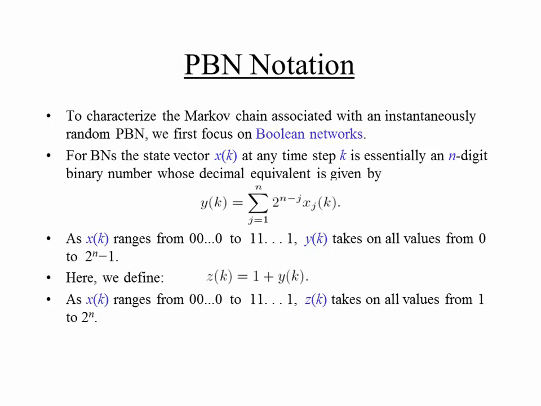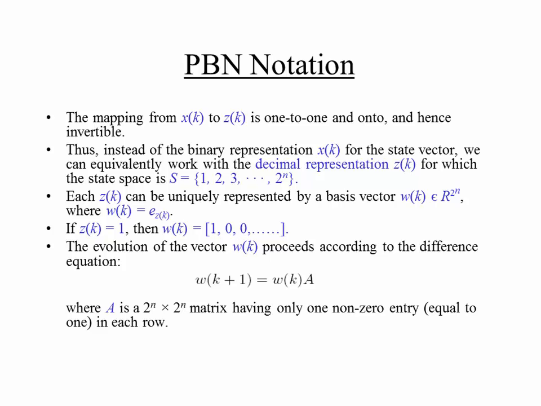Let's define a new variable zk to be 1 plus this yk that you have calculated. That means that as xk ranges over all these possible gene activity profiles, or patterns, zk will take on values from 1 to 2 to the power of n. So there are 2 to the power of n states. Now the mapping from xk to zk, from this binary to its decimal equivalent plus 1, is 1 to 1 and onto, and hence it is invertible. So you haven't lost any information. Thus, instead of the binary representation xk for the state vector, we can equivalently work with the decimal representation zk, for which the state space now becomes 1, 2, 3 up to 2 to the power of n.